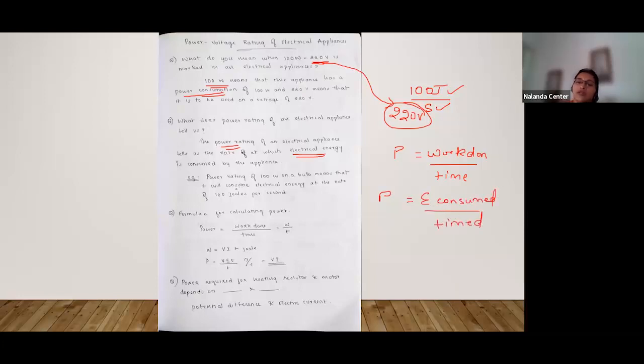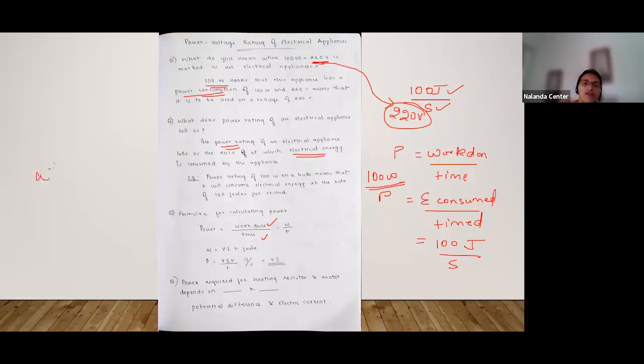So this also means that 100 watt means that energy of 100 joule is consumed per second. Okay, this is what power is about. Now, what is the formula of calculating power? It is work done by time. You can also write it as energy consumed by time.